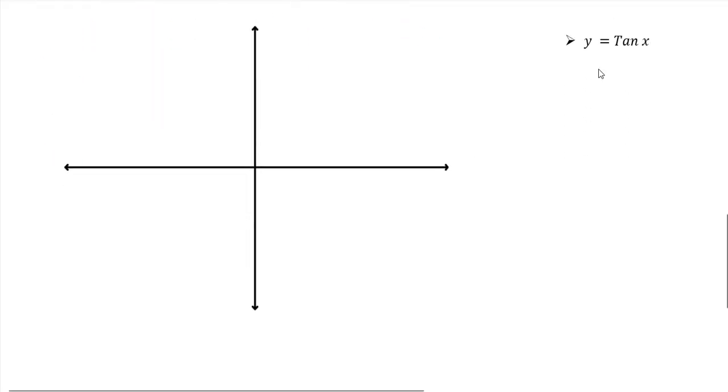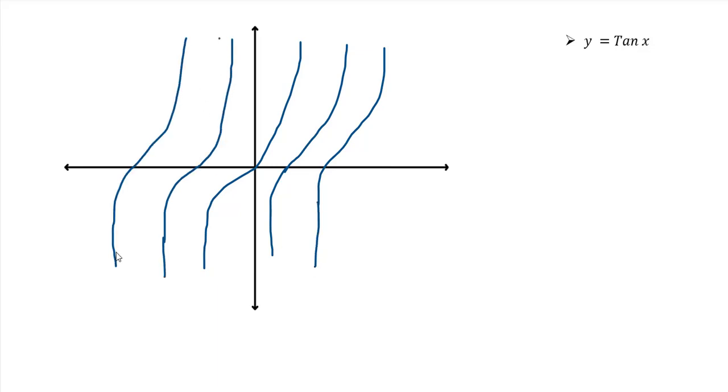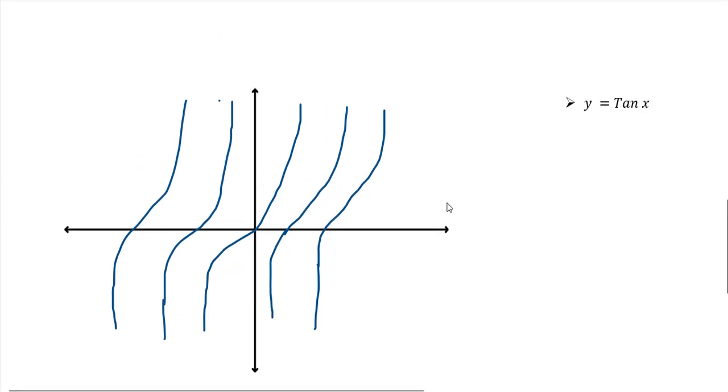Let us now see how to plot y equal to tan x. Your graph for y equal to tan x will look like this. So this is how your graph for y equal to tan x will look. It will just keep on repeating. In a similar way, we'll have it along the negative direction as well. So in this way, you can plot the graph for trigonometric functions.